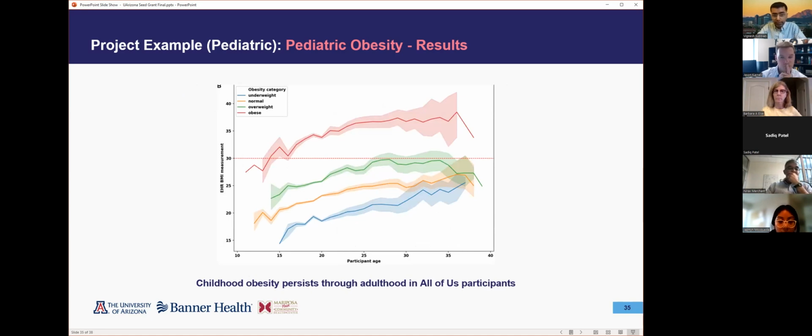And this is more interesting. We found that childhood obesity persists through adulthood in All of Us participants. Even without enrolling pediatric participants, we were able to make this association. So this gives you some insight into what kinds of questions you can ask with the legacy pediatric data. Next slide.